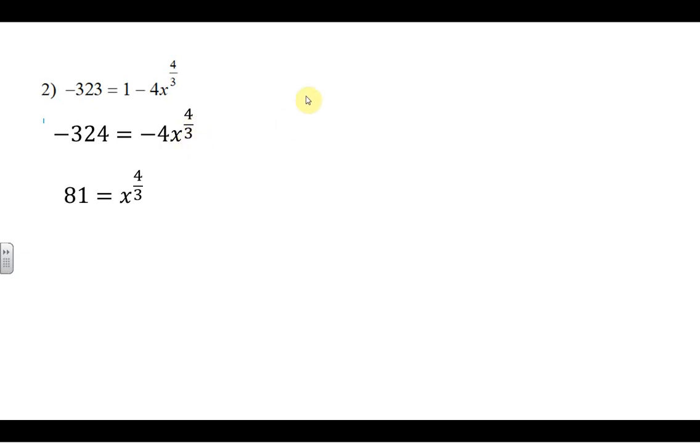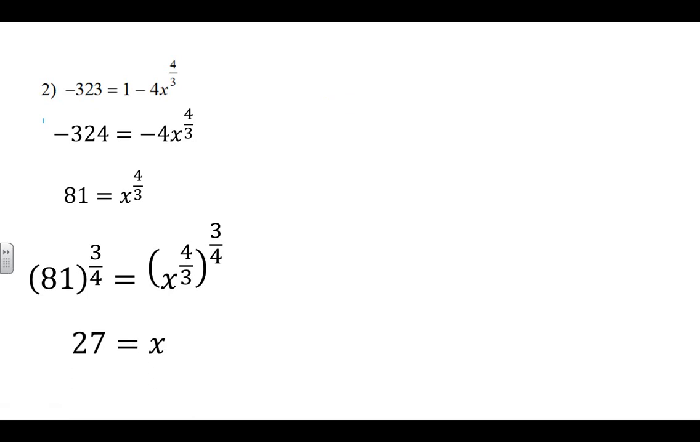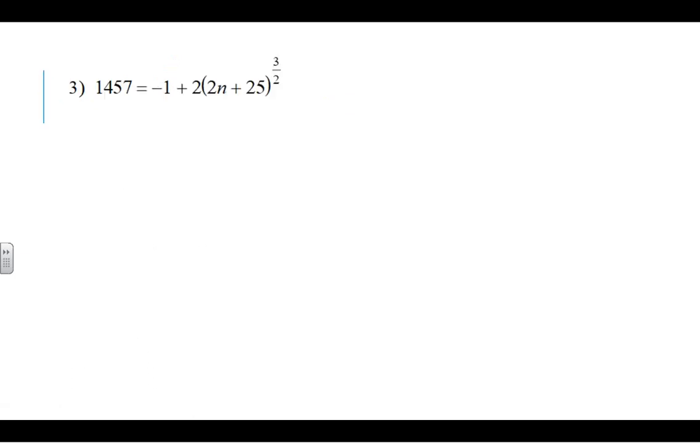If there was a parenthesis around -4 and x, then you can raise both sides, whole different story. But now is the time when you raise both sides to the reciprocal. The 4th root of 81 is 3. 3 cubed is 27. And then you would check it.